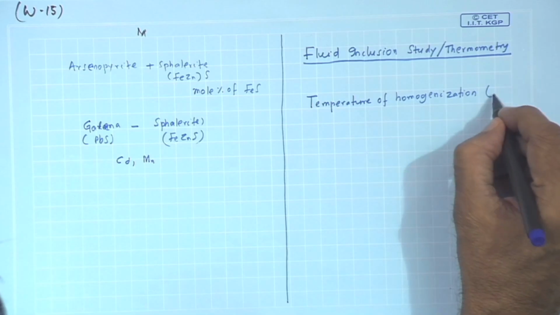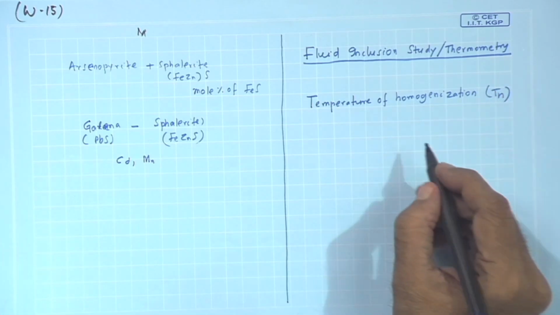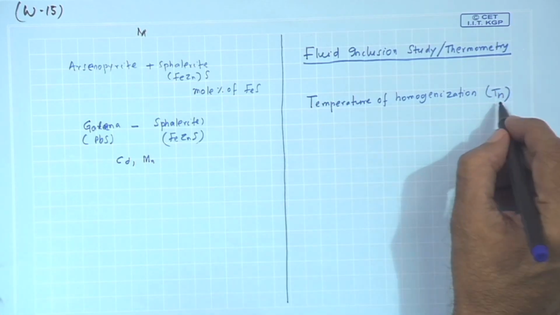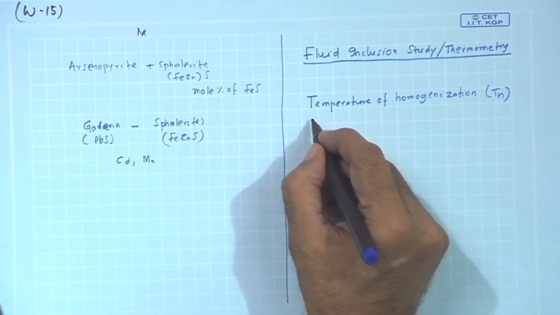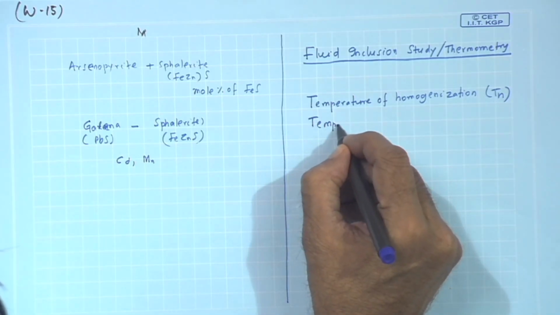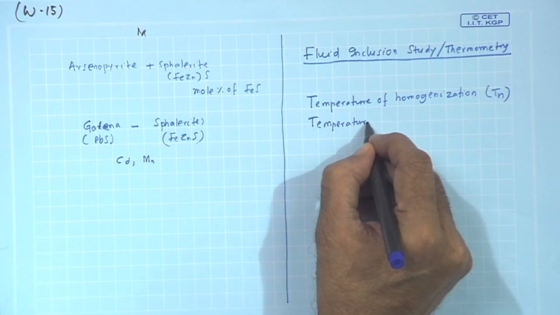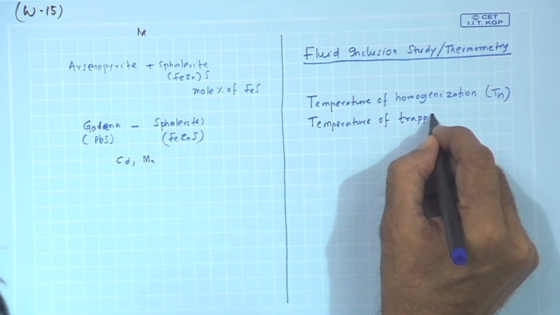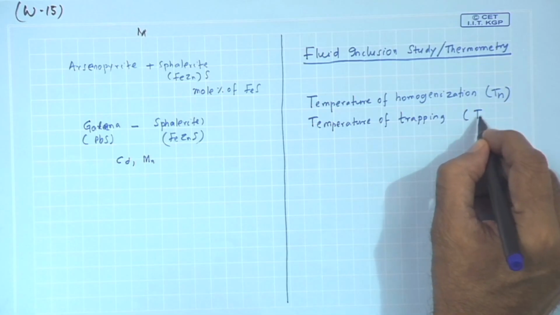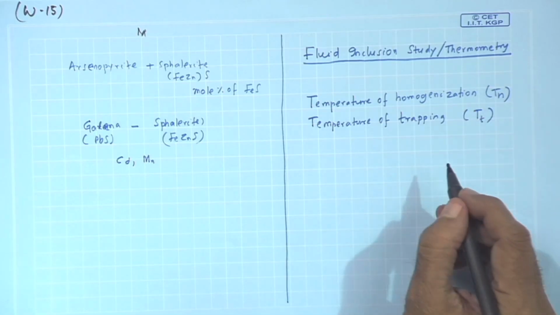We say that it is the temperature of homogenization, or TH, corresponding to the point at which the vapor bubble disappears, and the temperature of entrapment or temperature of trapping, which we represent as TT.